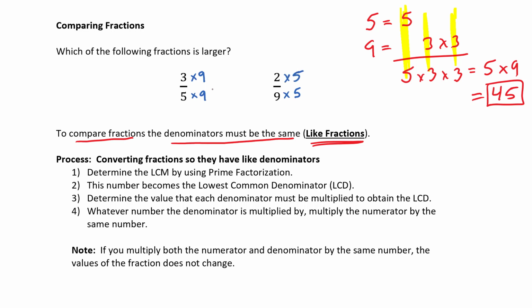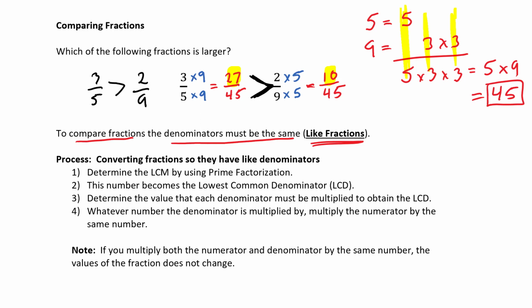Now, we work it out. We know on the bottom, this is both going to be 45. That was the whole purpose. We want to have like fractions. Now what do we get on the top? 3 times 9, 27. 2 times 5 is 10. Now you can just look at the top numbers. 27 and 10. Which one's bigger? 27 over 45 is greater than 10 over 45. Or what else I could say? 3 over 5 is greater than 2 over 9.